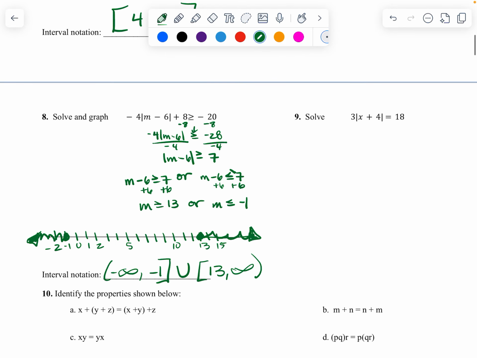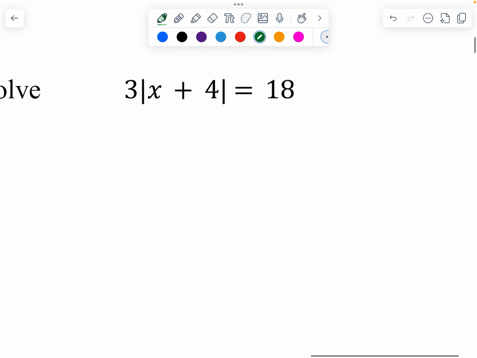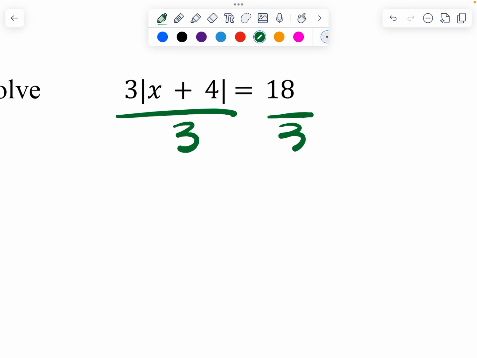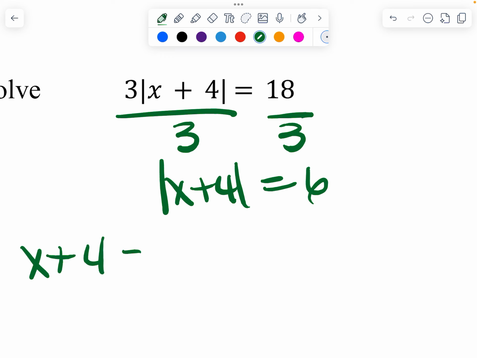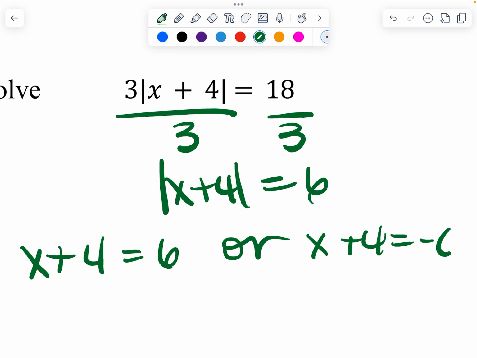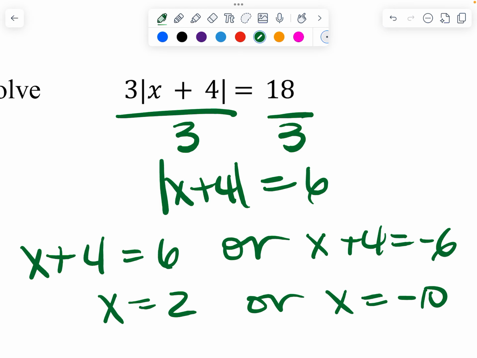Oh, sorry, one more. This one is equal to, so I divide by 3, equals 6. So that's x plus 4 equals 6, or x plus 4 equals negative 6. So x equals 2, or x equals negative 10.